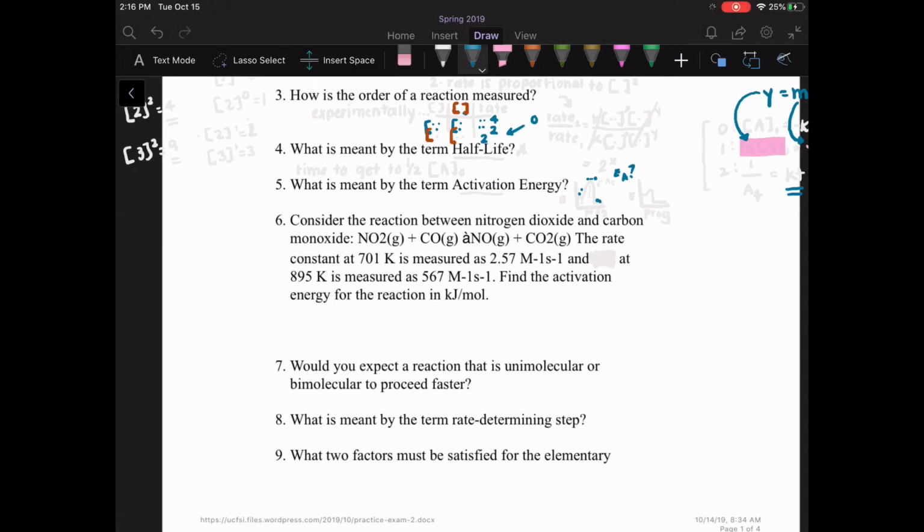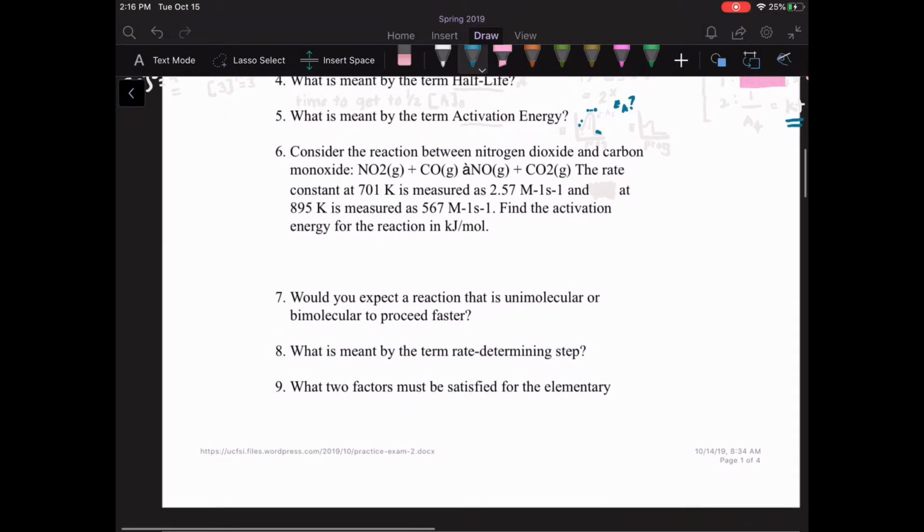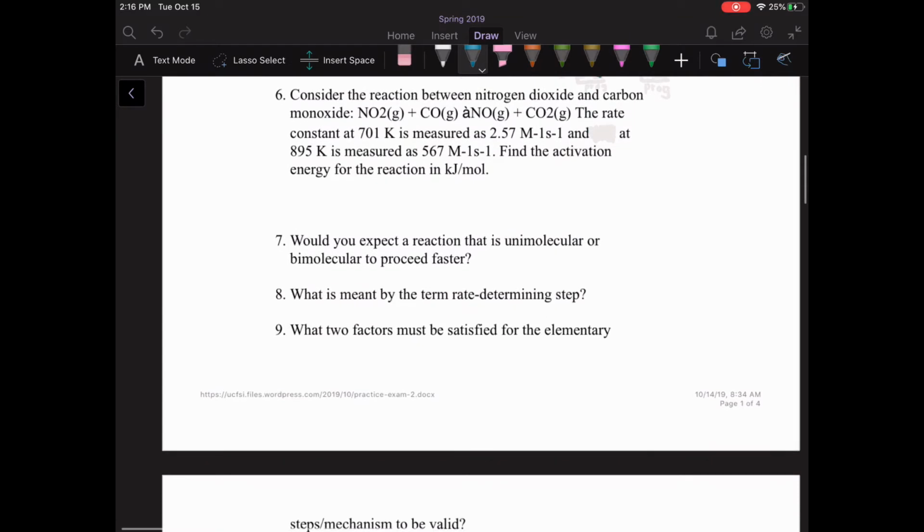Okay, so here is part 2 of my exam review. We're picking up with number 6. So consider the reaction between nitrogen dioxide and carbon monoxide. There's some slight formatting errors, but NO2 plus carbon monoxide to form nitric oxide and carbon dioxide.